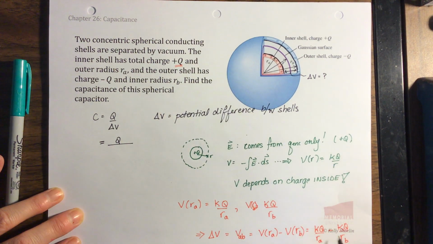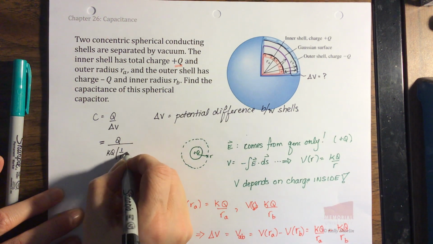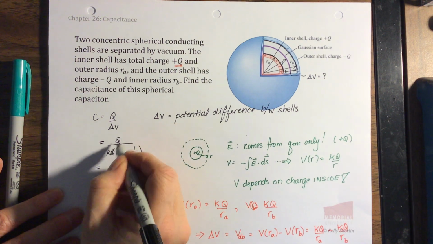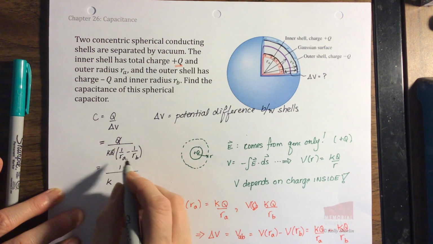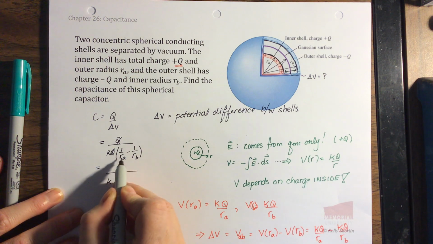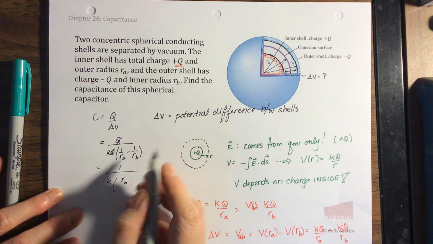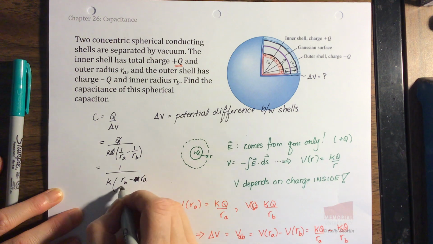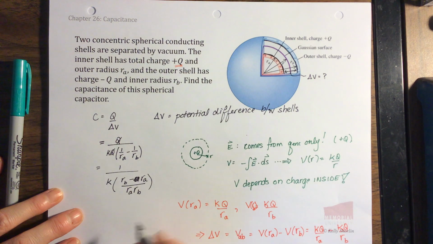So I've got my KQ outside of 1 over Ra minus 1 over Rb. Right off the bat, I notice my Q's cancel. So I've got 1 over K. I'd like to simplify this a little bit. If I multiply this one by Rb over Rb, then I get Rb, and I multiply this one by Ra over Ra, I get Rb minus Ra divided by Ra times Rb. Just finding a common denominator there.